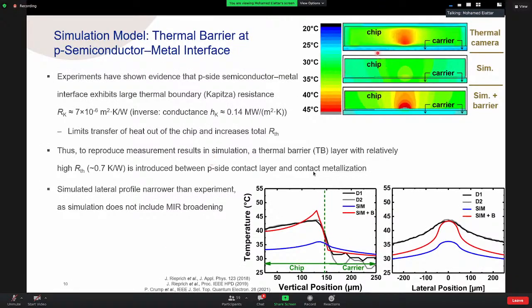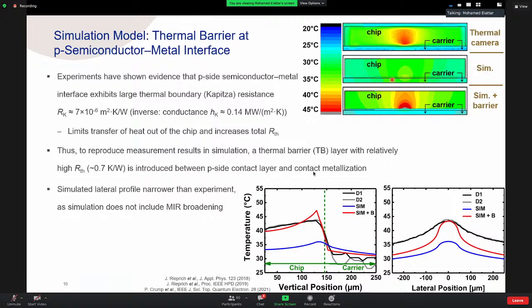So if we compare the two-dimensional thermal profiles extracted from the camera and extracted from the simulation, we see a clear difference. First of all, the absolute temperature values are significantly higher in the camera image compared to simulation. And we see that the transfer of heat from the chip to the metallic carrier is much lower in the thermal camera image compared to the simulation.